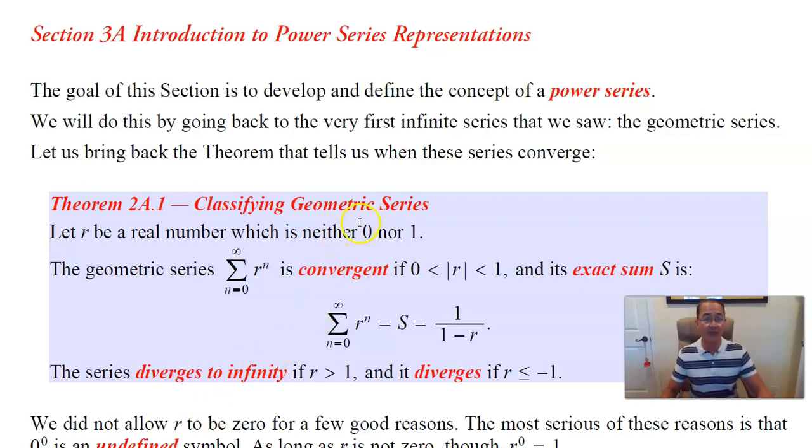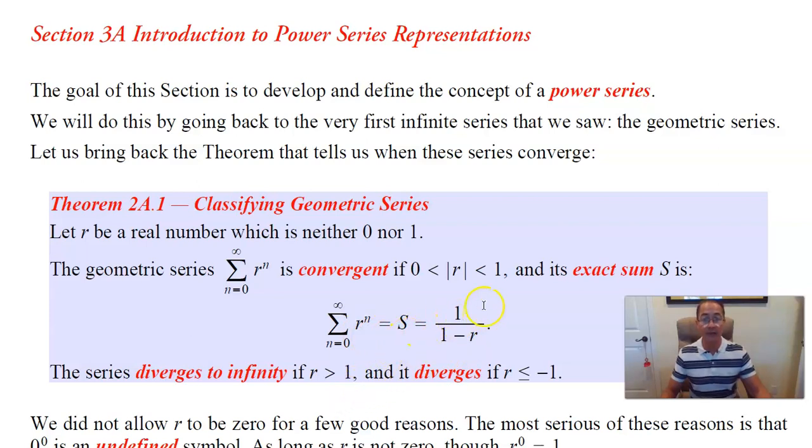All right, so we will begin our study by motivating it using what we already know, which is the geometric series. So let's recall that we have a fixed real number r, and we don't want it to be 0 or 1, and we form the series r to the power n, where n goes from 0 to infinity. And we know that this is convergent if the absolute value of r is between 0 and 1. And we also have a formula for the exact sum of this geometric series. So we know that the exact sum of this infinite series is 1 over 1 minus r.